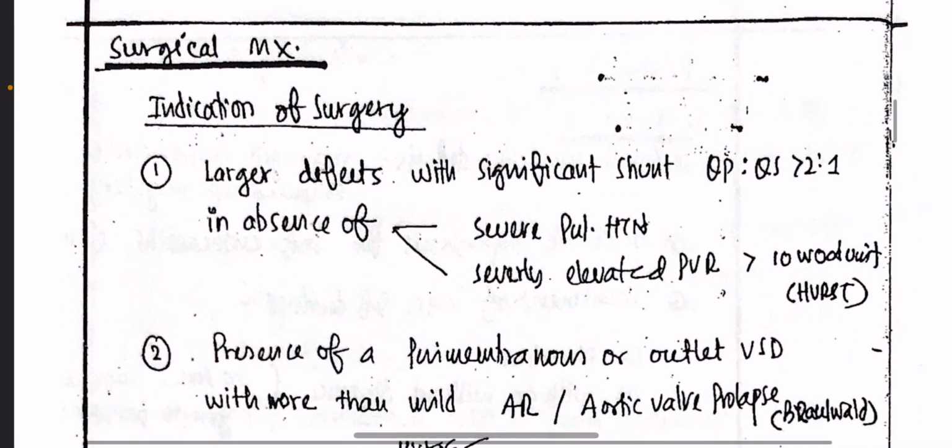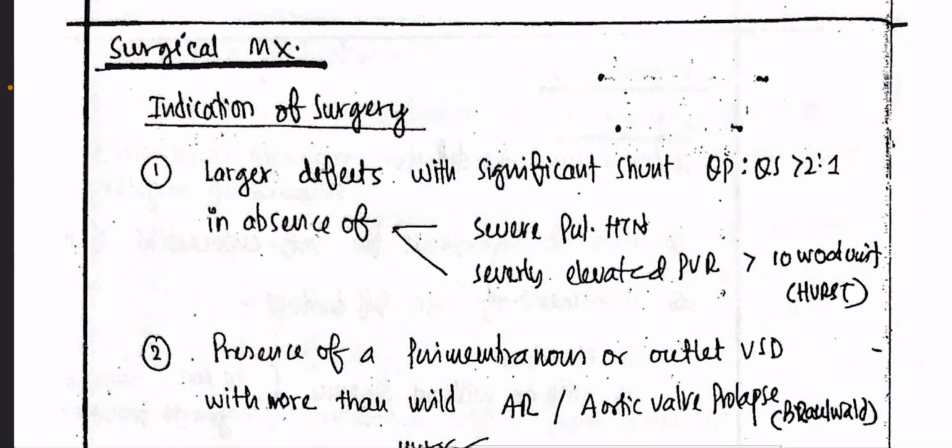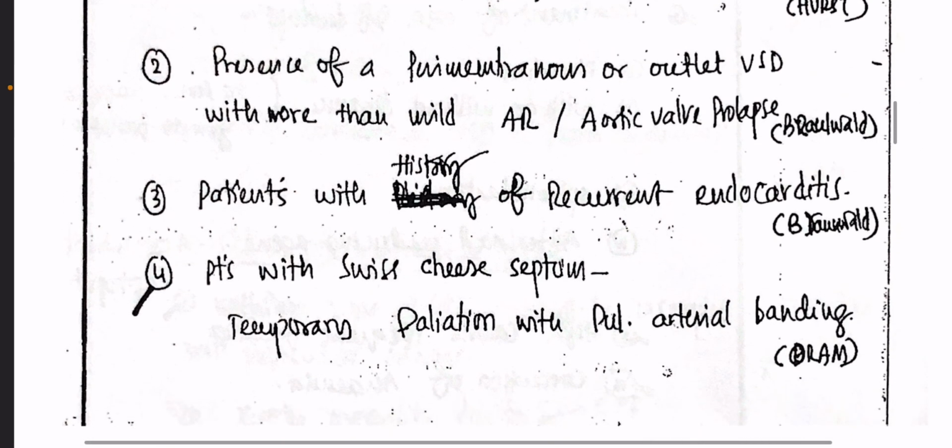Now, what is the surgical management for VSD? Indications of surgery: large defects with significant shunt, that is QP/QS ratio more than 2:1 in absence of severe pulmonary hypertension, severely elevated PVR more than 10 Wood units. Presence of a perimembranous or outlet VSD with more than mild AR or aortic valve prolapse; in that case, surgery is recommended. Patients with history of recurrent endocarditis. Patients with Swiss cheese septum, that is temporary palliation with pulmonary arterial banding.